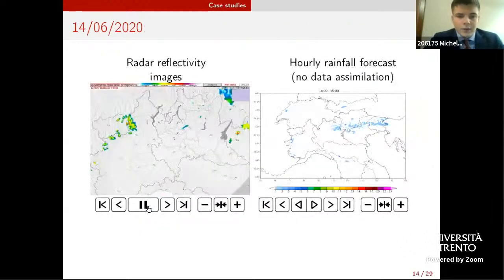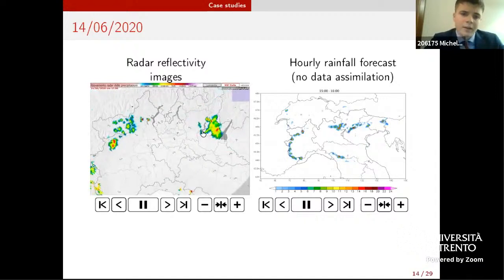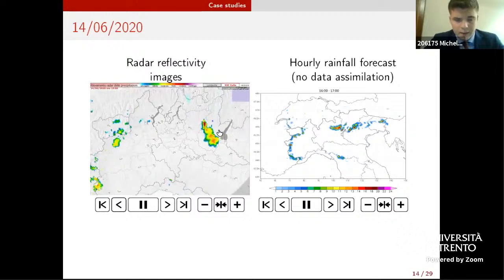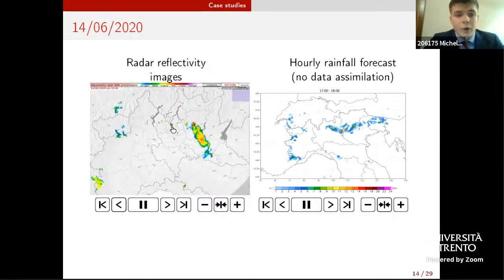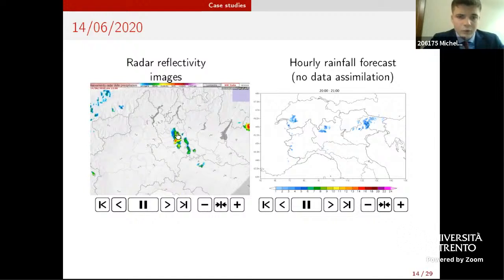So if we look at the radar images, we can see a relatively calm situation in the early afternoon. Then some precipitation affected the eastern areas in the late afternoon, and at around 20 o'clock, two storm nuclei generated close to the Lake of Como, and then moved together, affecting the area of Milan in the evening.